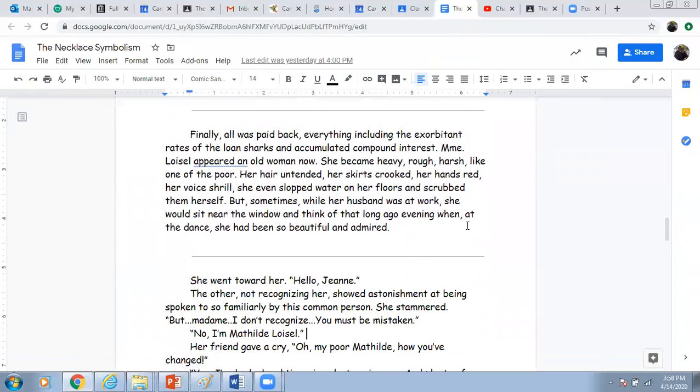Finally, all was paid back, everything, including the exorbitant rates of the loan sharks and accumulated compound interest. Mademoiselle Loisel appeared an old woman now. She became heavy, rough, harsh, like one of the poor. Her hair untended, her skirts crooked, her hands red, her voice shrill. She even slapped water on her floors and scrubbed them herself. But sometimes, while her husband was at work, she would sit near the window and think of that long ago evening when, at the dance, she had been so beautiful and admired.